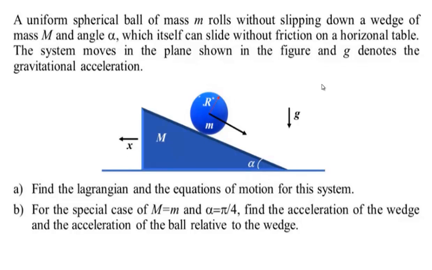First, we want to find the Lagrangian and the equation of motion for this system, and second, for the special case when the mass of the wedge is equal to the mass of the ball and alpha is π/2, we want to find the acceleration of the wedge and the acceleration of the ball relative to the wedge. Okay guys, let's have a solution for this problem.